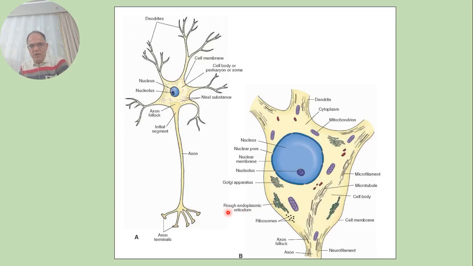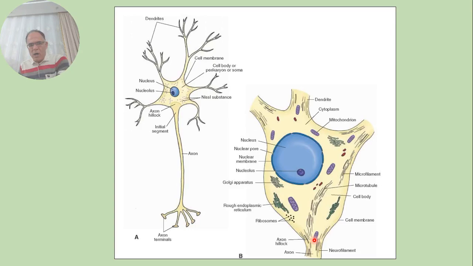Here you can see the rough endoplasmic reticulum. The rough endoplasmic reticulum has many ribosomes. These ribosomes make protein, and these proteins are modified and packaged by the endoplasmic reticulum. The Golgi apparatus has specific functions of modifying, packaging, and producing different enzymes such as lysosomes.